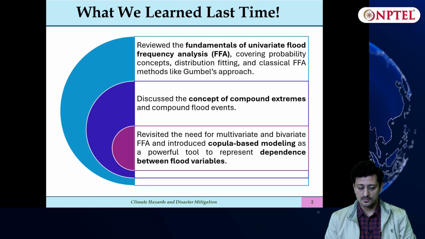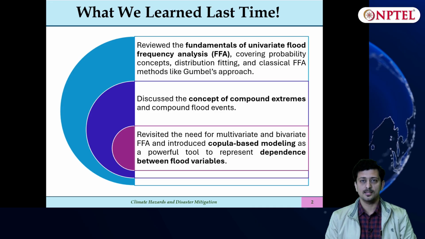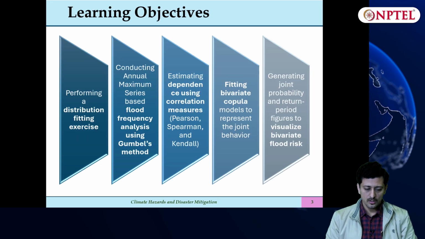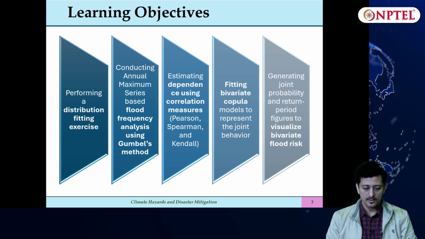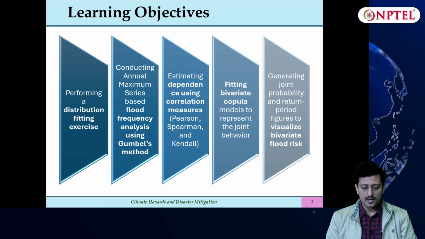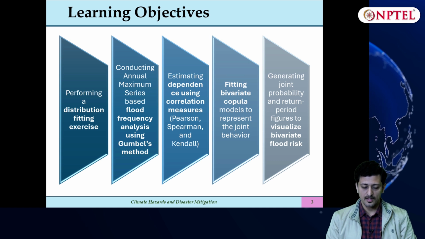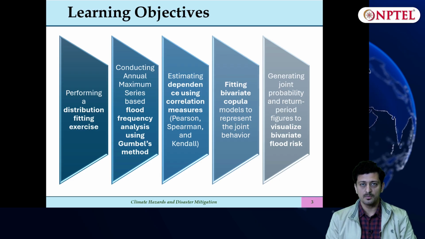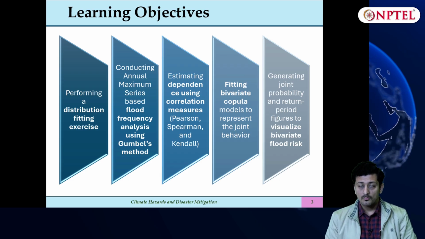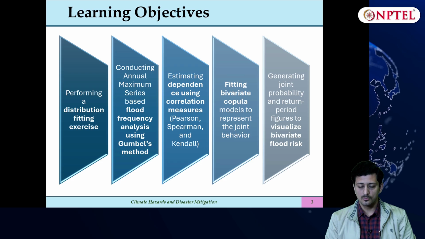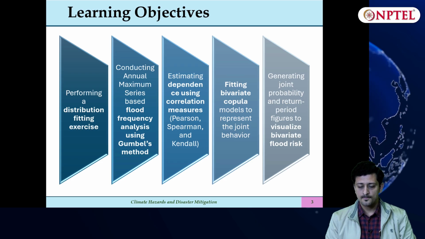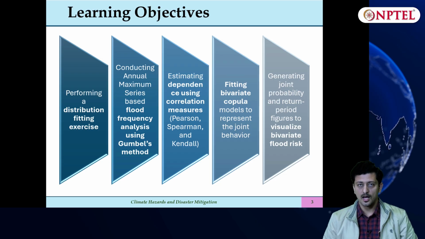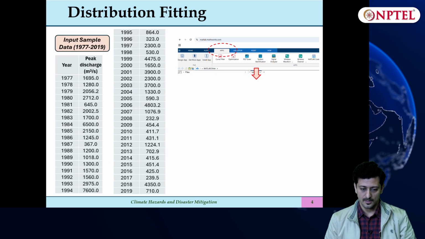We introduced copula-based modeling, which is a very powerful tool to represent the dependence between the flood variables. So today we are going to perform a distribution fitting exercise. We'll conduct annual maxima series based FFA using Gumbel's method. We'll estimate the dependence using correlation measures like Pearson, Spearman and Kendall's tau. We'll explore the MVCAT toolbox to fit copulas, and then we'll generate joint probability and return period figures to visualize how bivariate flood risk can be estimated.